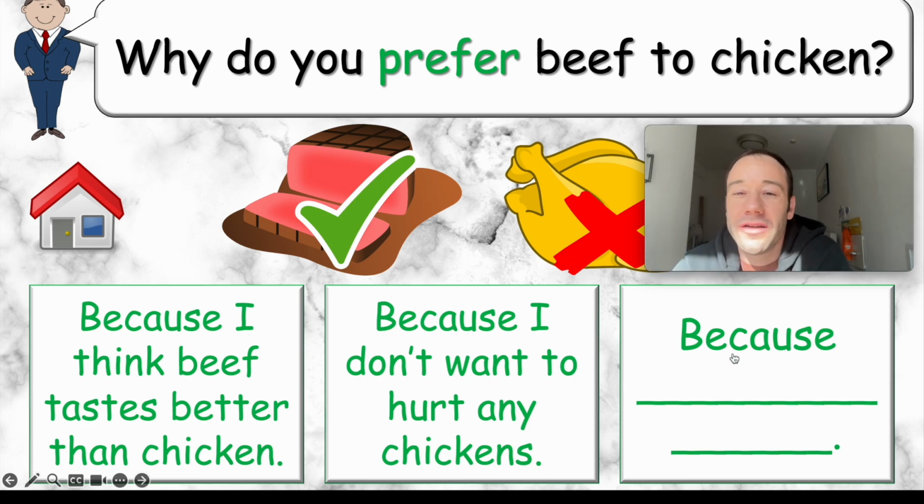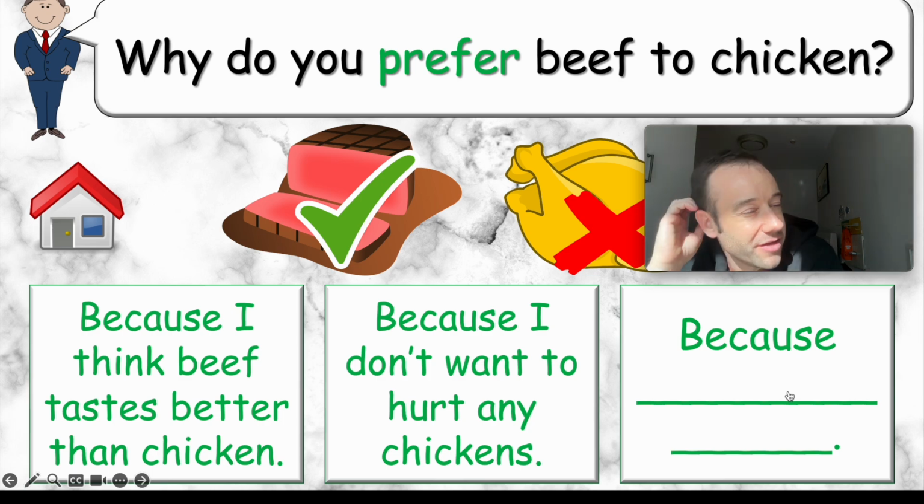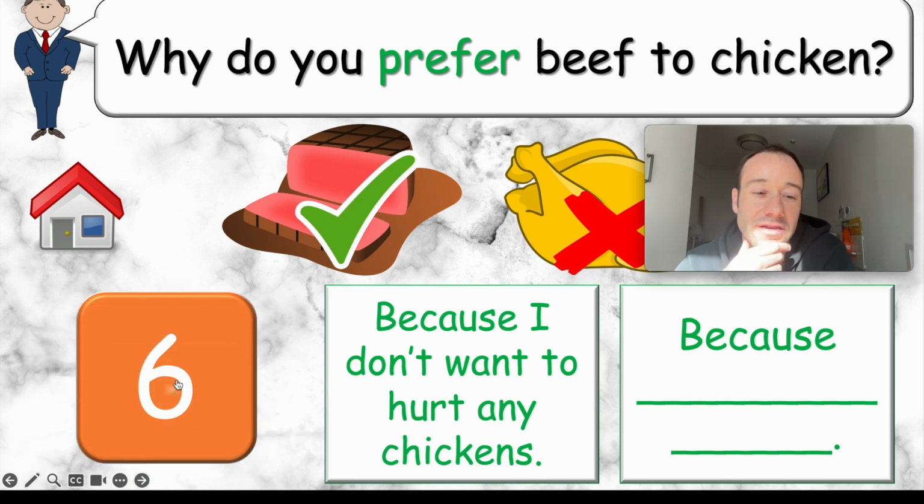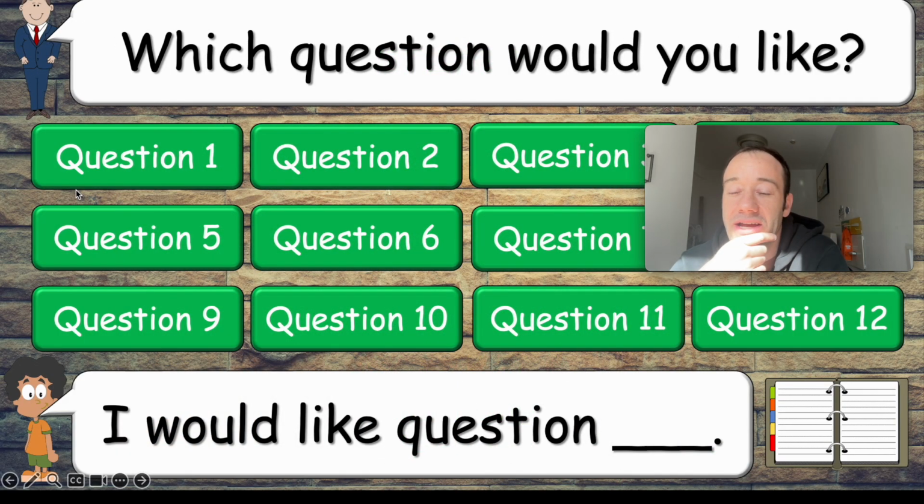Or because I think chickens are dirty, or something like this. Whatever they want to come up with. So let's say they say, because I think beef tastes better than chicken. Got this, 6 points. Okay, good. And then go back, okay? Next students come up, next team.